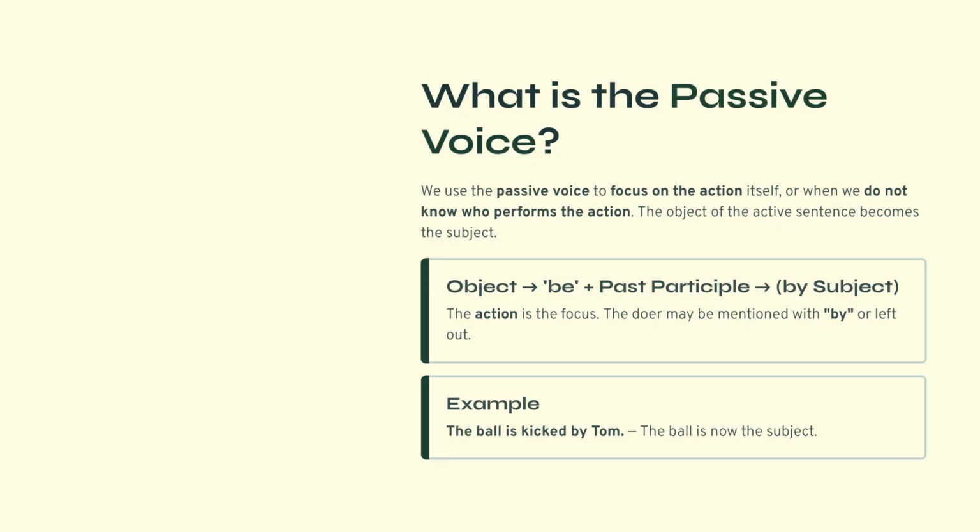We start with the object, the ball, then add a form of be with the past participle, is kicked, and lastly mention who did it using the word by. The action is our main focus, and the doer may be mentioned with by or left out completely.